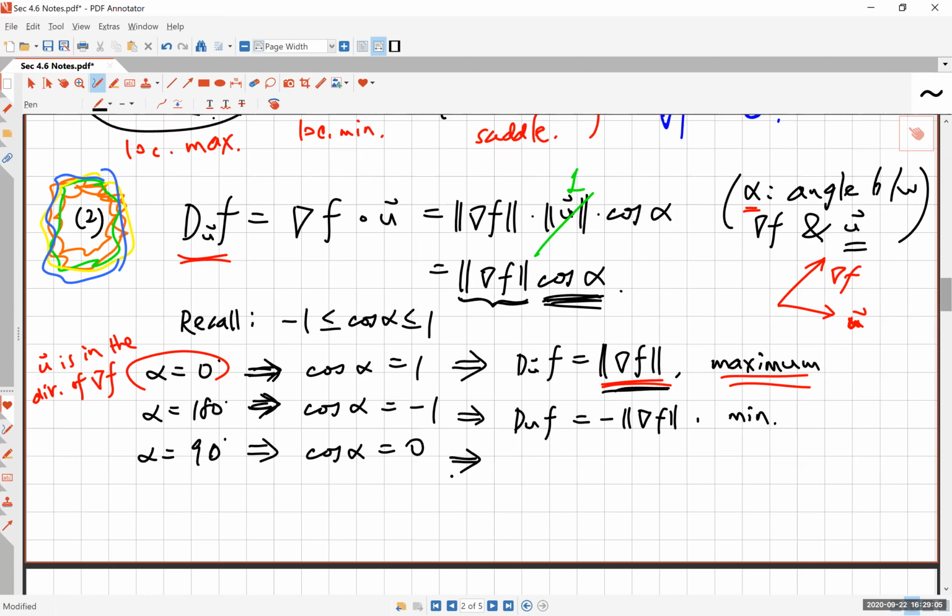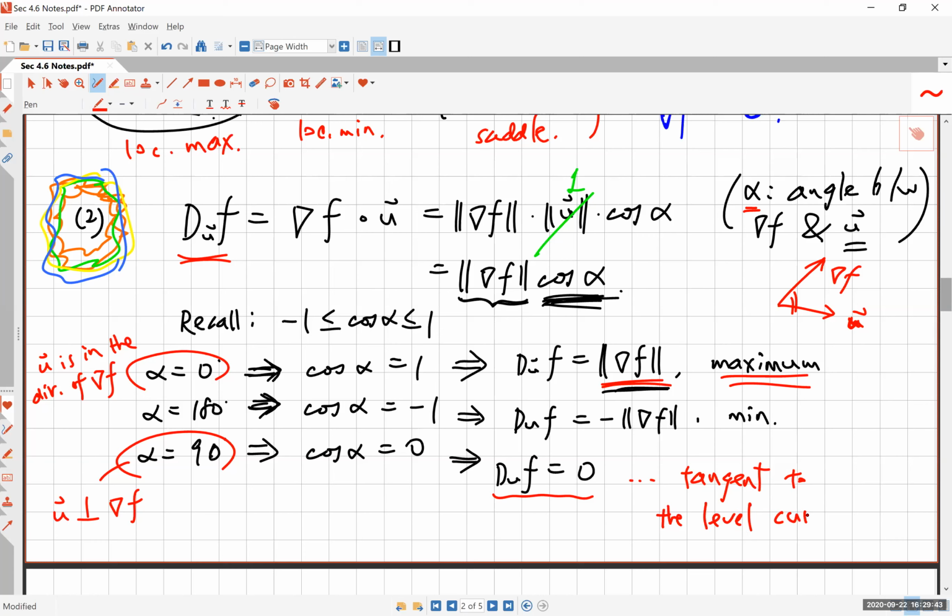Now, the third one is also quite important. Right? What happens if this part is 0? Well, it's simple. Then the directional derivative will be 0. And this happens when this angle is 90 degrees. So this happens if u is perpendicular to the gradient, right? And what happens if the directional derivative is 0? This means it's tangent to the level curve through the point.